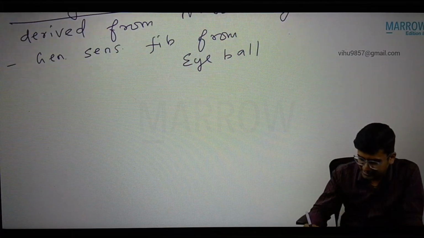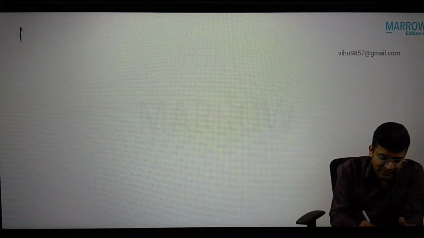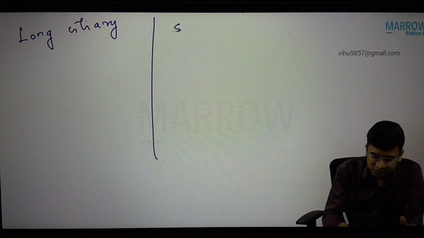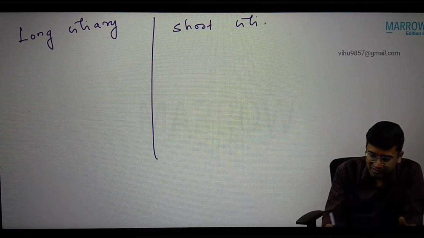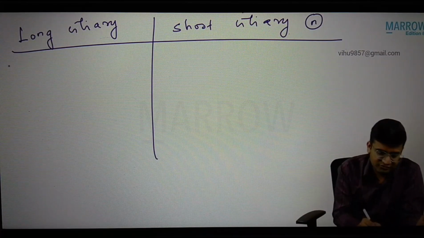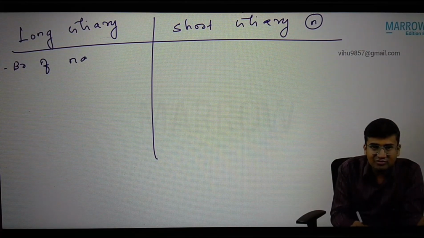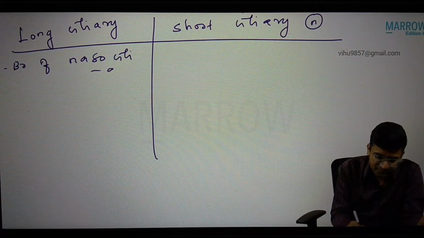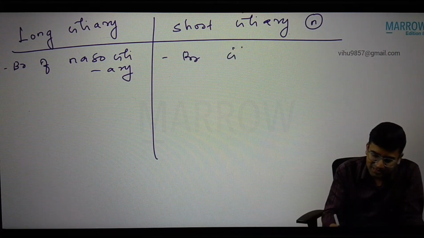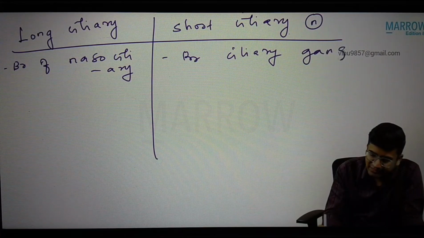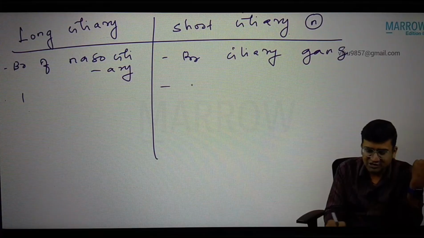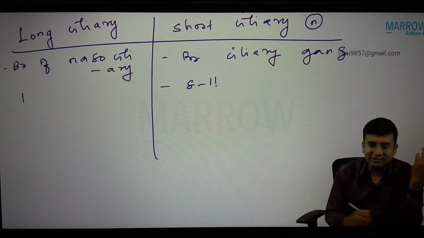So one last point. Now we're going to write the difference between the long ciliary nerve and the short ciliary nerve. The long ciliary nerve is a branch of the nasociliary nerve. The short ciliary nerve is a branch of the ciliary ganglion. Now how many long ciliary nerves do we have? We have only one long ciliary nerve. Short ciliary nerves, we have 8 to 11.